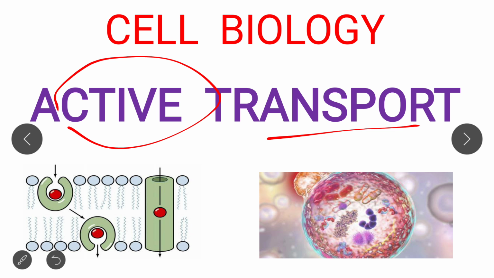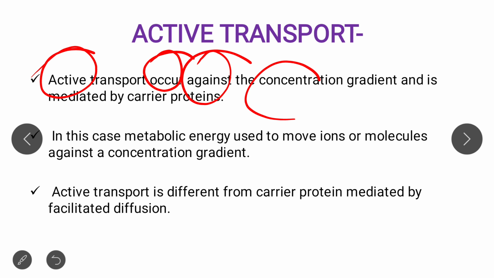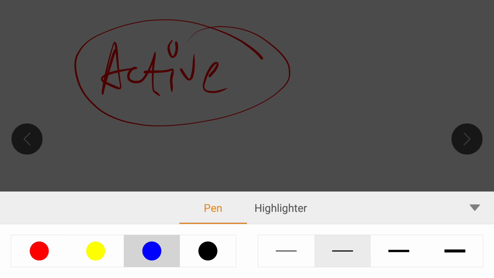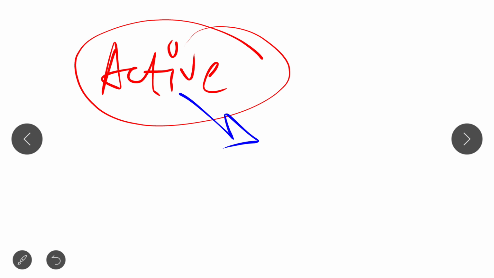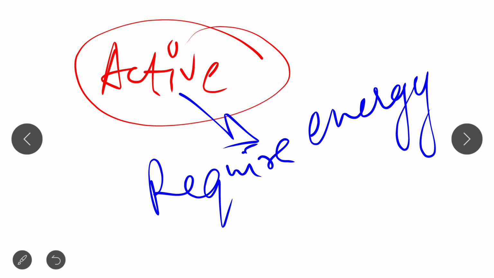So let's start. See, active transport basically occurs against the concentration gradient. As the name suggests, it is active transport. What does it mean? It basically means that it requires energy. So active transport basically means it requires energy.